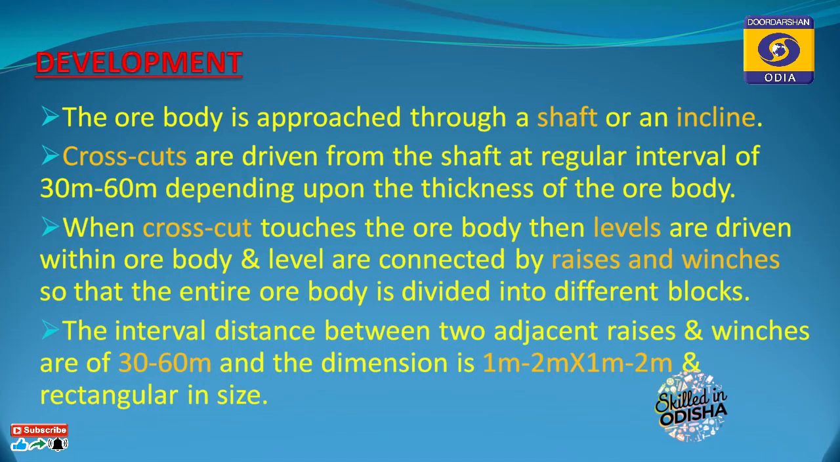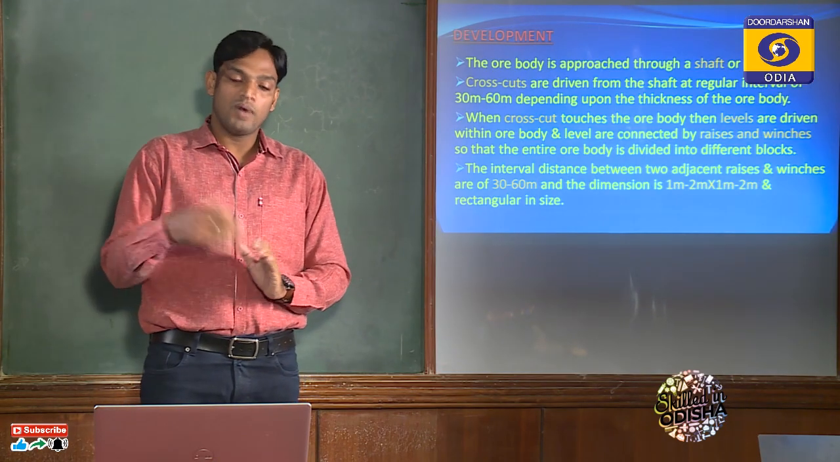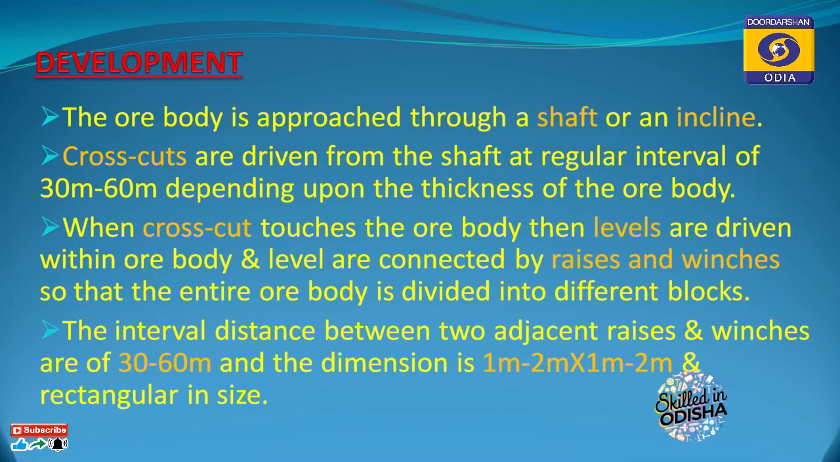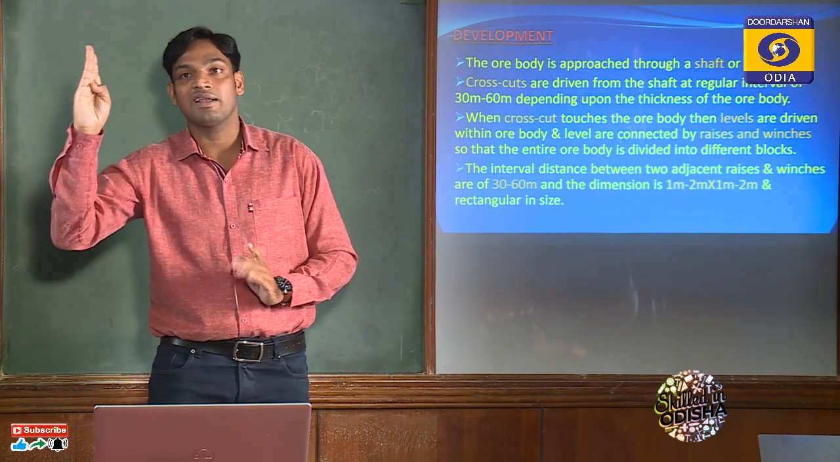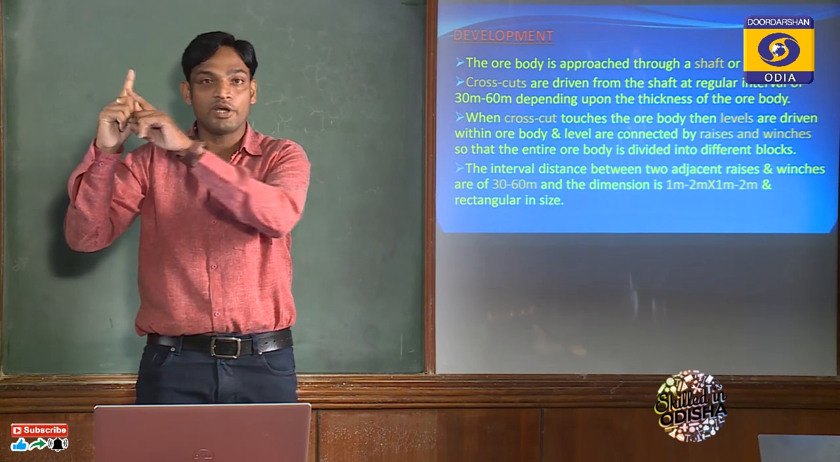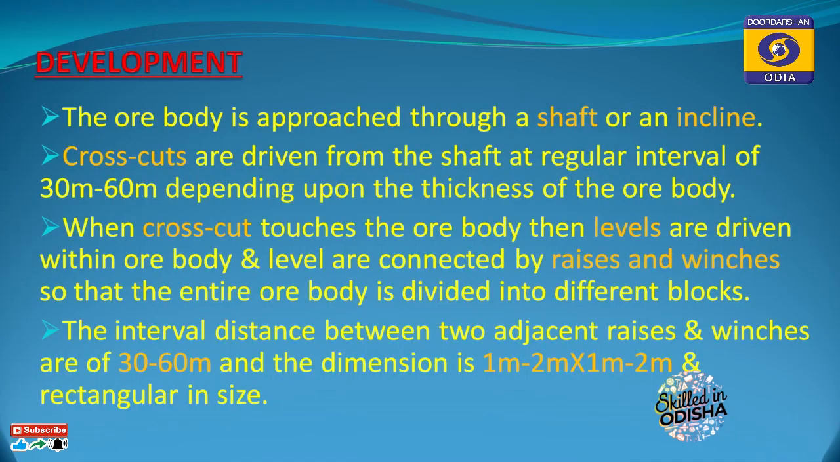As I have said earlier, the development part is the same for all the stopping methods. So let us discuss once again. The ore body is approached through a shaft or an incline. Previously there was shaft and incline. We have to approach from the shaft to the ore body by driving. Cross cuts are driven from the shaft at regular intervals of 30 to 60 meters. If the ore body is thicker than 100 meters, we have to drive 2 cross cuts.